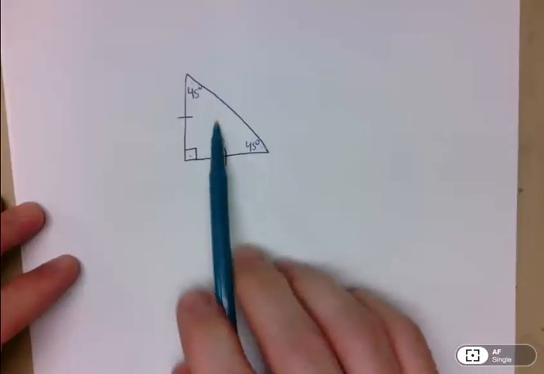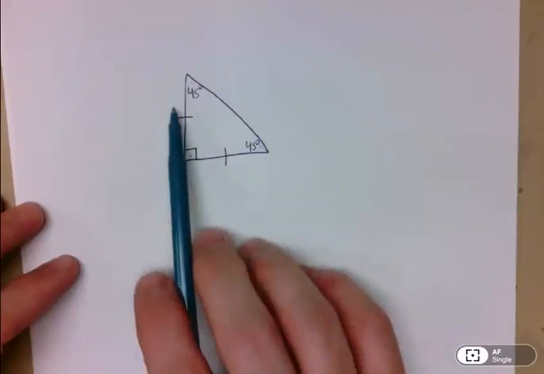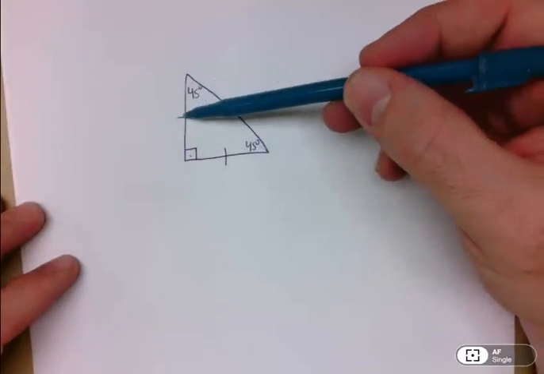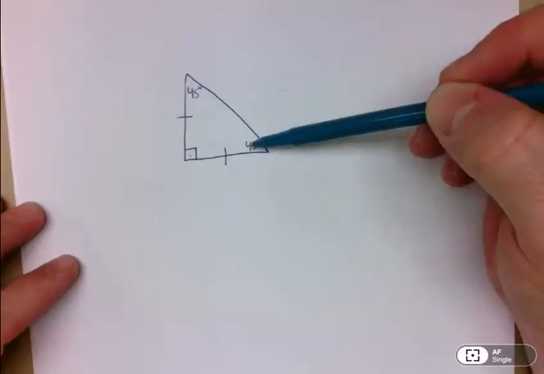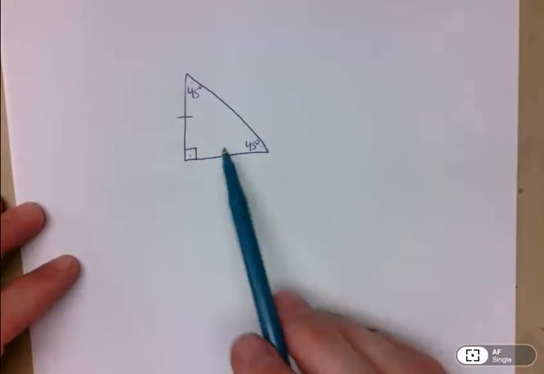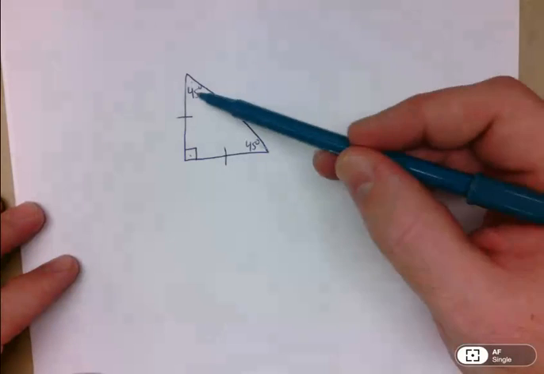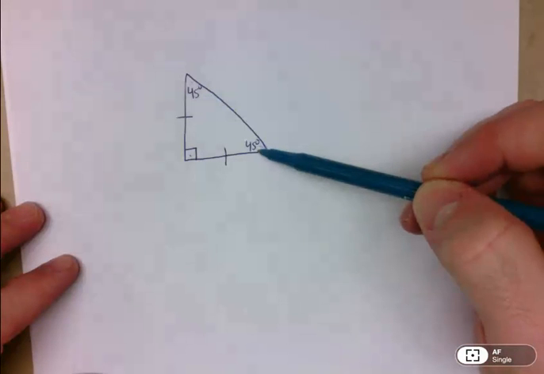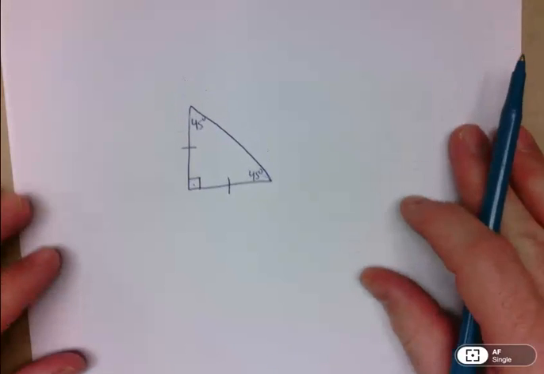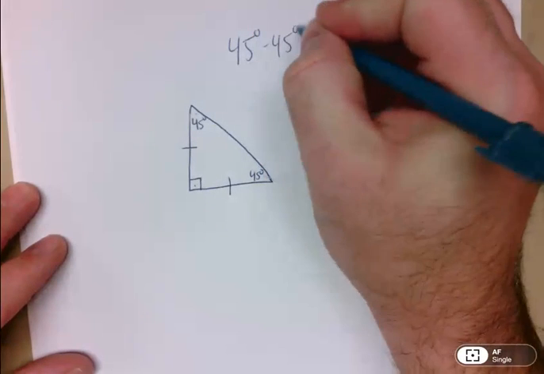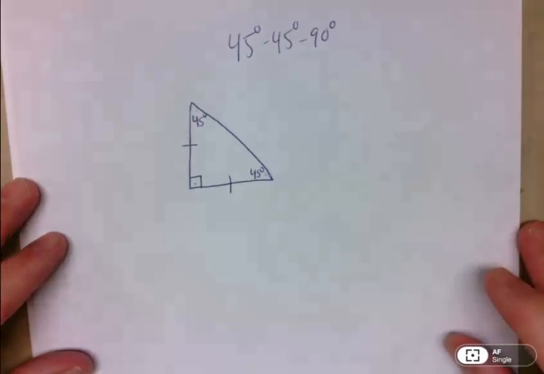Again, since it's isosceles, we essentially can use the base angles theorem. The sides are congruent, so the angles across from them are congruent. And since that's already 90, there's only 90 left over for the whole triangle, which gets split up evenly, 45, 45. So there's your first special right triangle, fondly referred to as the 45, 45, 90 special right triangle.